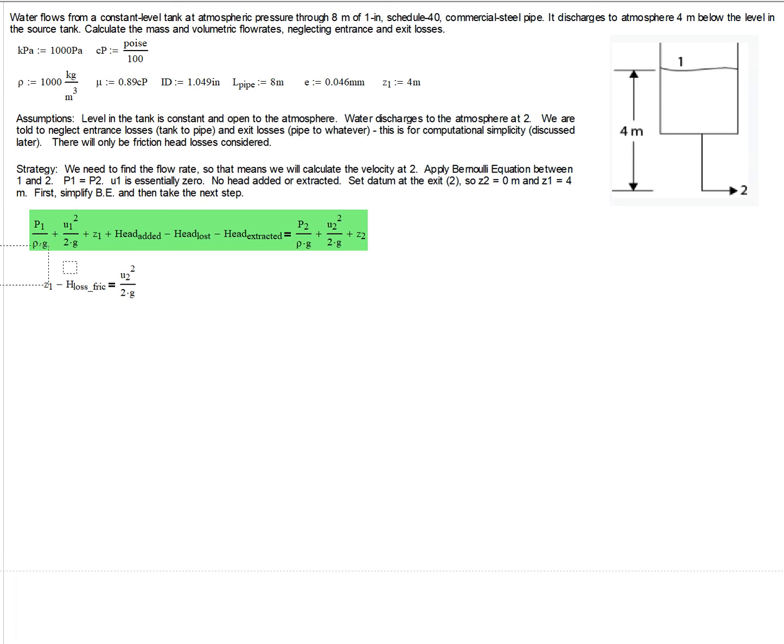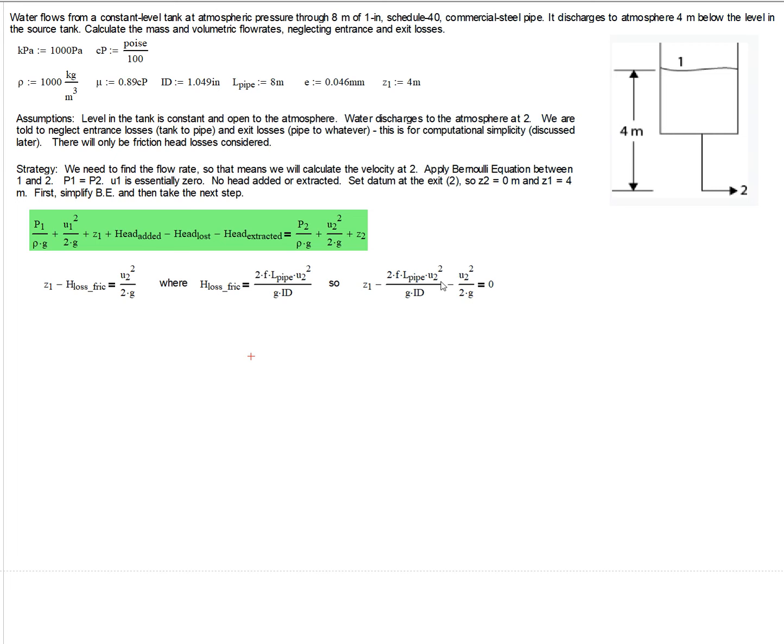So we can substitute in, or we can look up, our head loss due to friction. This formula is given to you in your reference or textbooks. And remember, we are using the Fanning friction factor. We're not using the Moody friction factor. And so we can write this Bernoulli equation here.